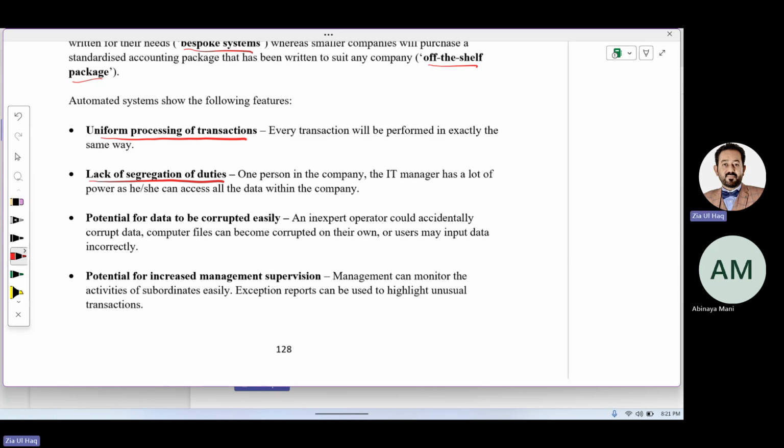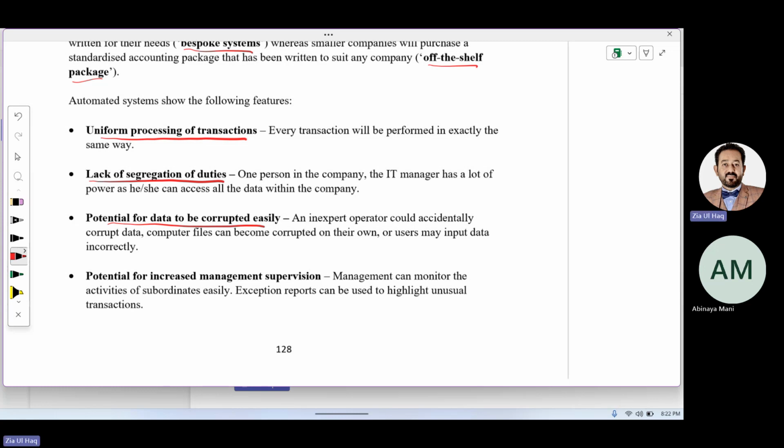This is a problem with automated system. In automated system, there is a problem of data corruption. Like if your system crashes or a hacker hacks the system, data can be corrupted. Any virus can affect all the data. While in manual, there are fewer chances of data corruption because data is available in files and registers.